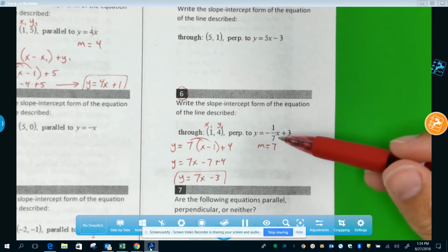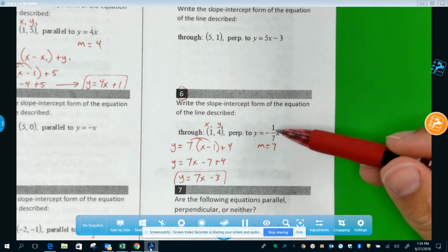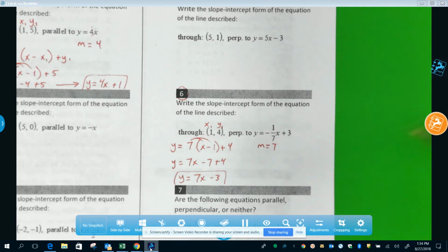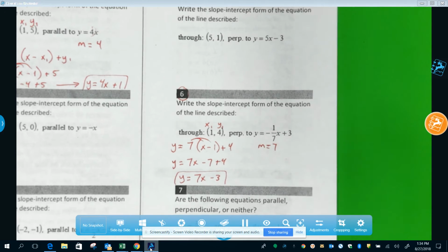Okay, so again, we're taking the information that they give us to figure out what our slope needs to be. Then once we know a point and our slope, we can use point slope form.